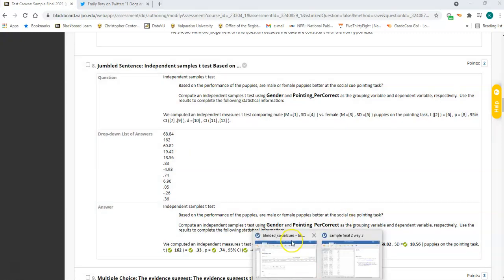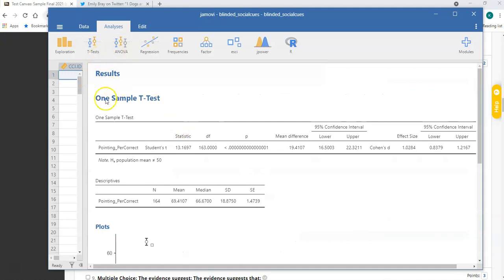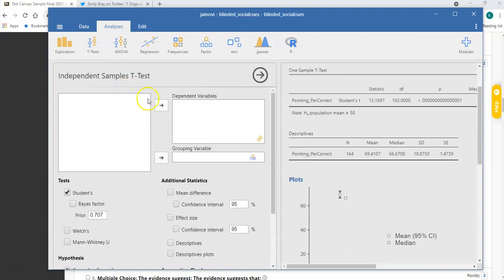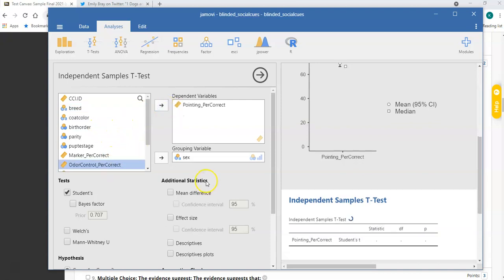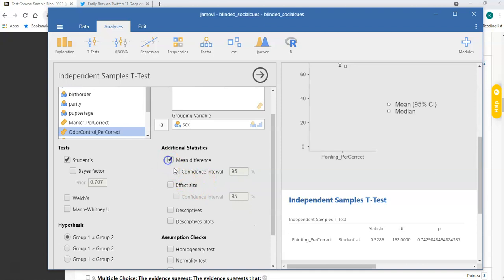So we got to go back here and we need to analyze it. So we want to do an independent t-test now. Sex is the grouping variable. And again, the pointing task is the dependent variable. And we want all of this stuff again.